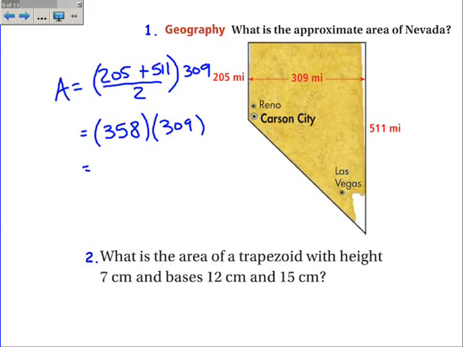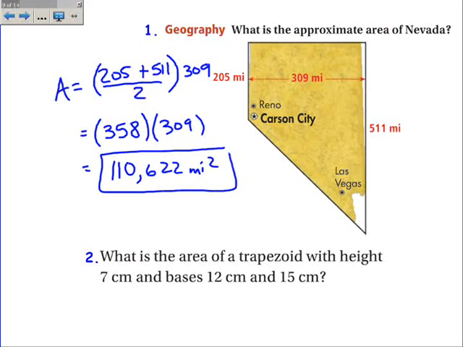358 times 309 is 110,622 square miles. That's the average of the bases times the height.